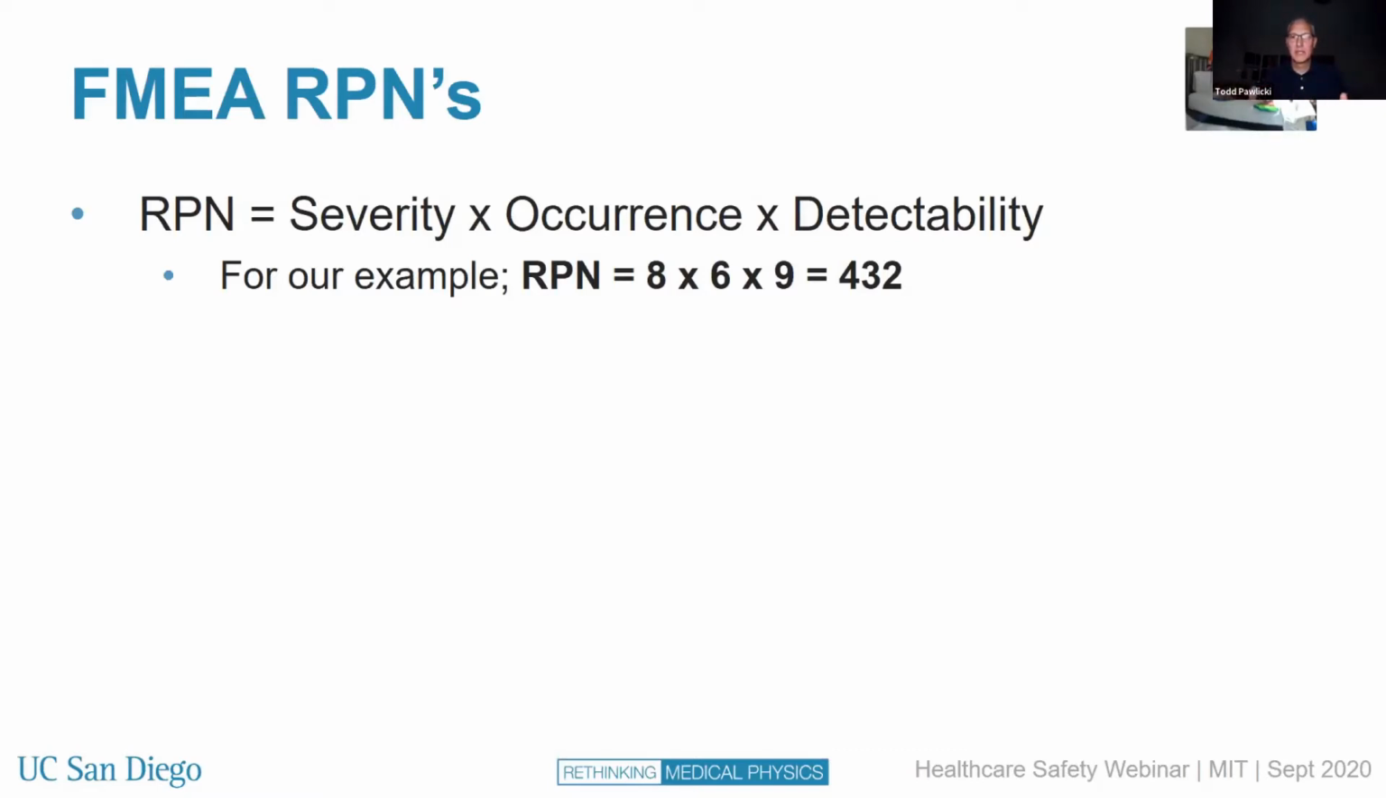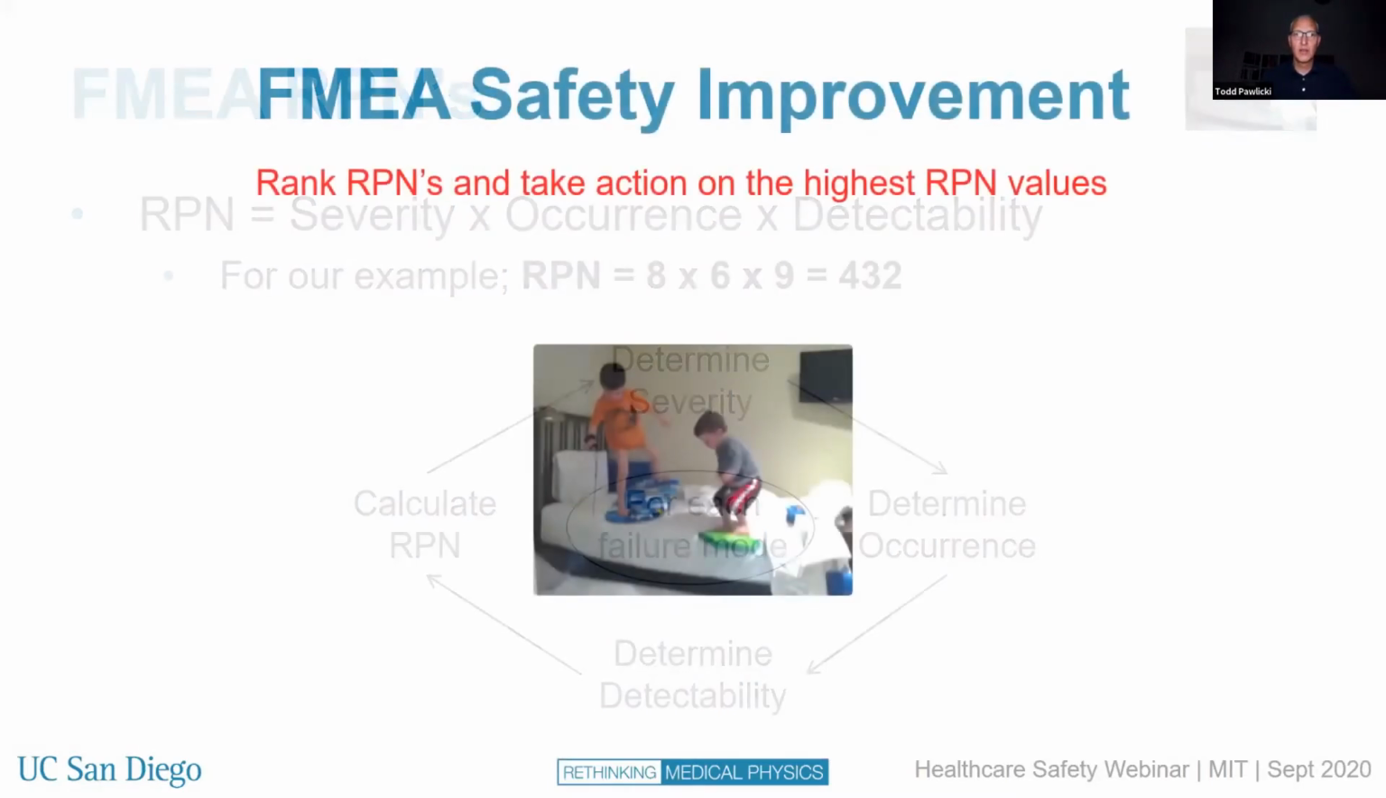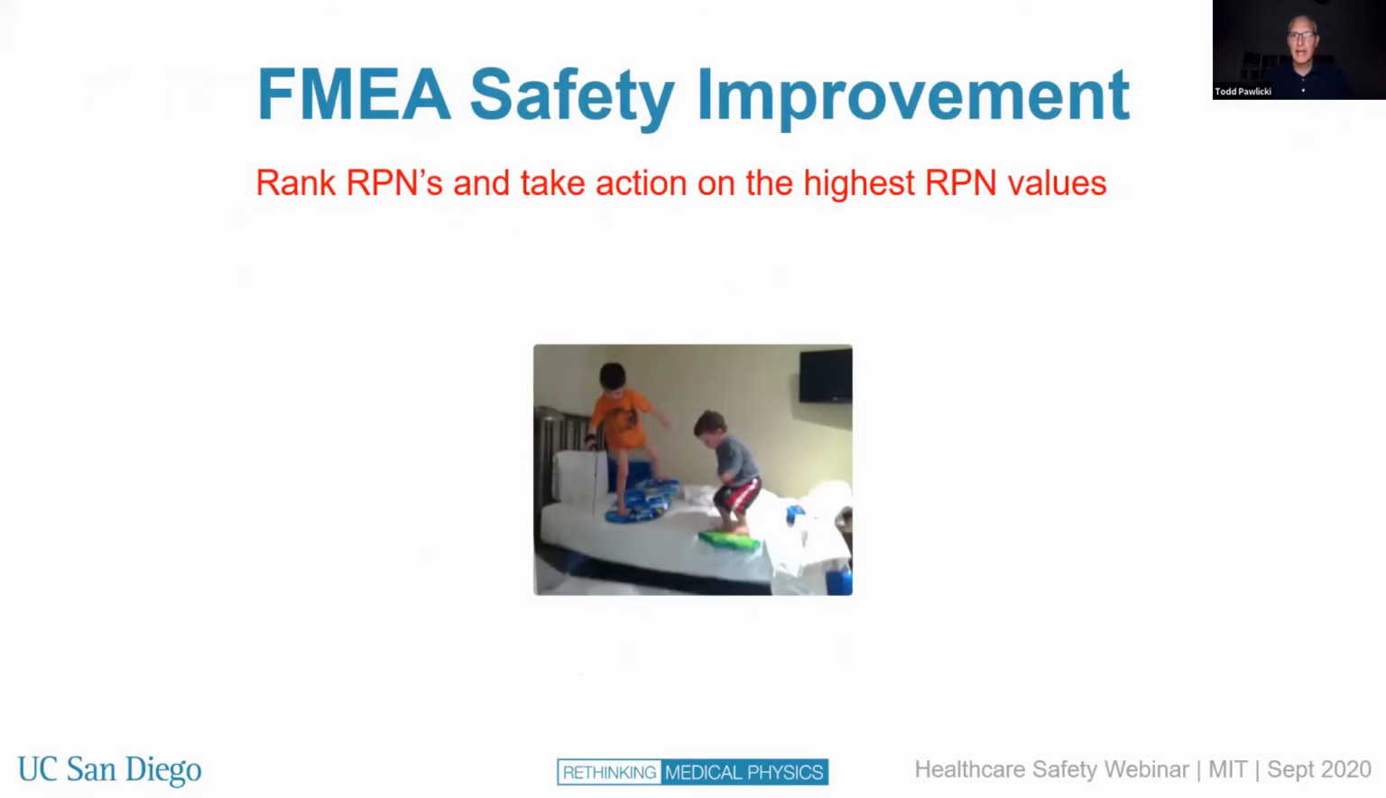In an absolute sense, that number has no meaning, but what one does is go back and do the same exercise for all the other failure modes, and then you rank those failure modes and take action on the highest RPN values. That's kind of the gist of it. And in this case, you can see the parent in their head must have done an FMEA, and they put some pillows there. And so that is, in FMEA speak, a safety improvement exercise.